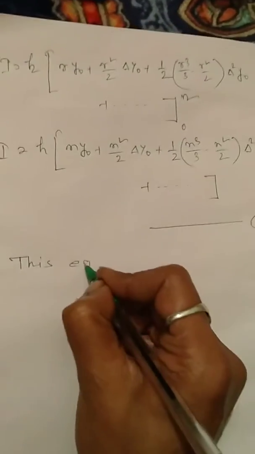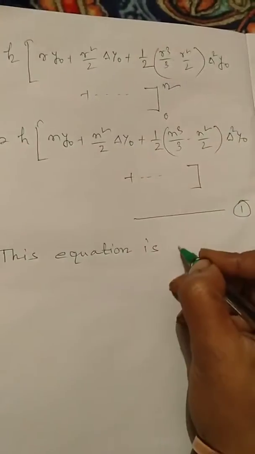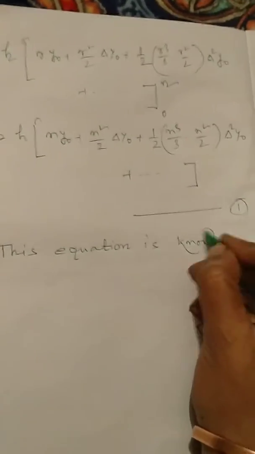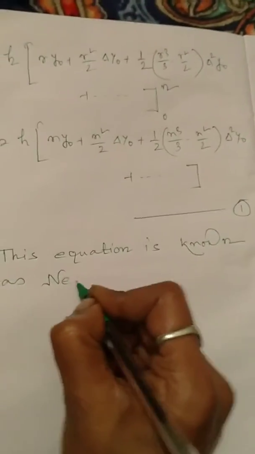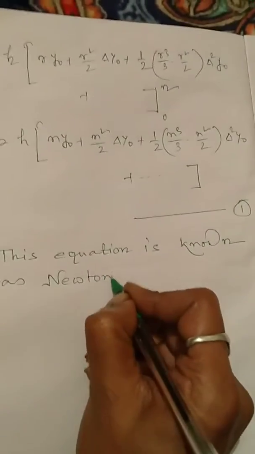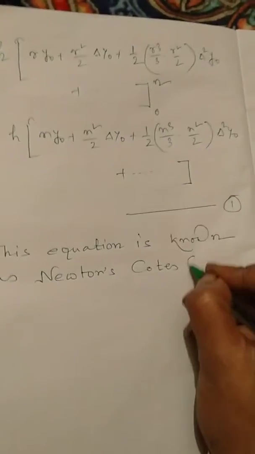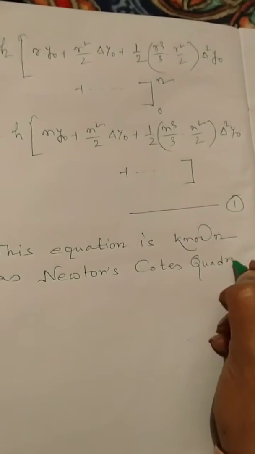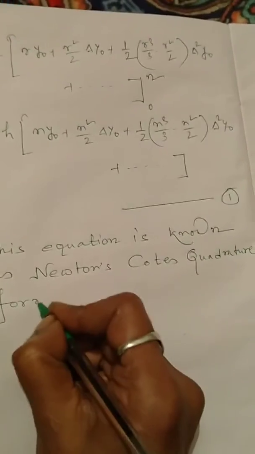This equation is known as Newton's Cotes quadrature formula.